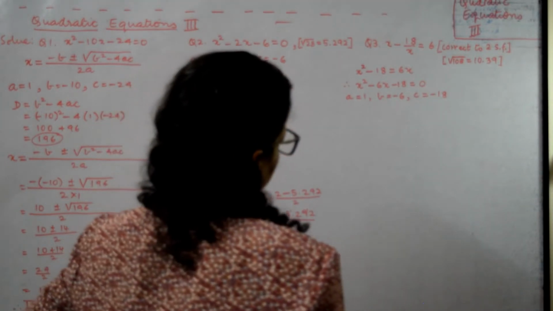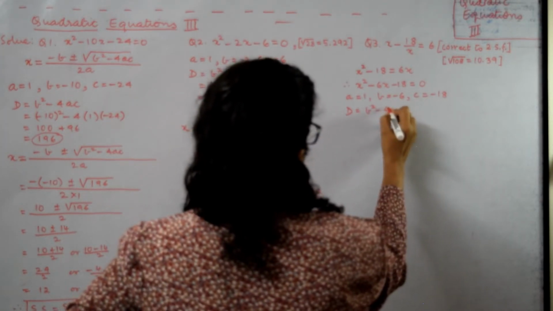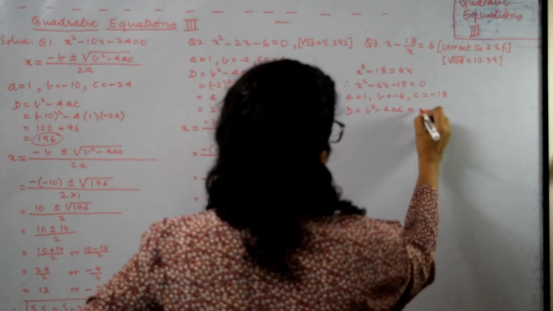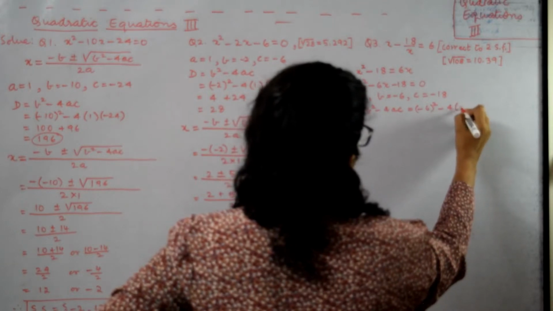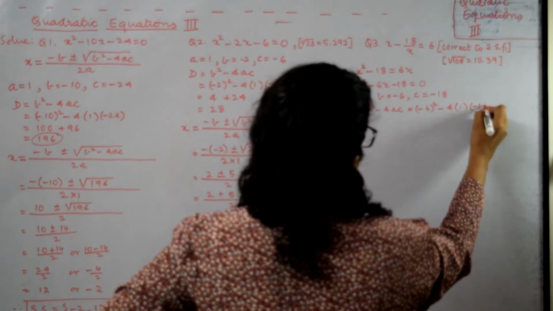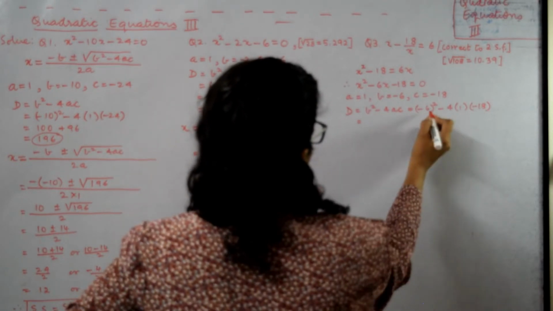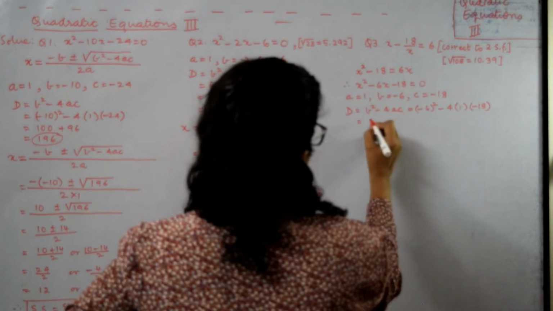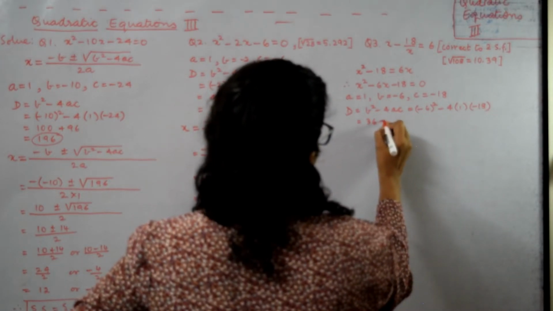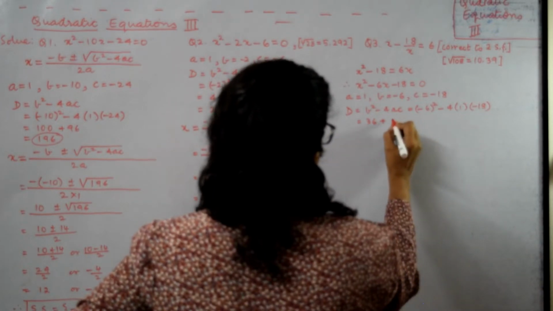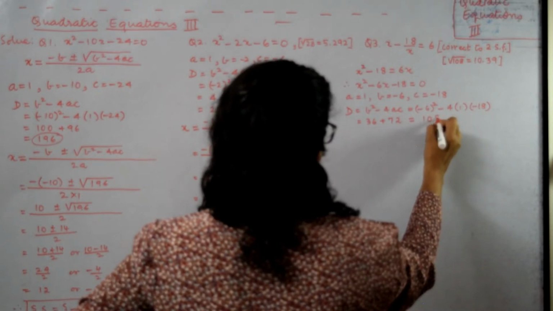Now our discriminant is b squared minus 4ac, which will be minus 6 whole square minus 4 into bracket 1, and the second bracket it will be minus 18, and that gives us 6 squared. Minus 6 squared will be plus 36, and minus into minus will give you plus, and 18 fours are 72. So discriminant is equal to 108.